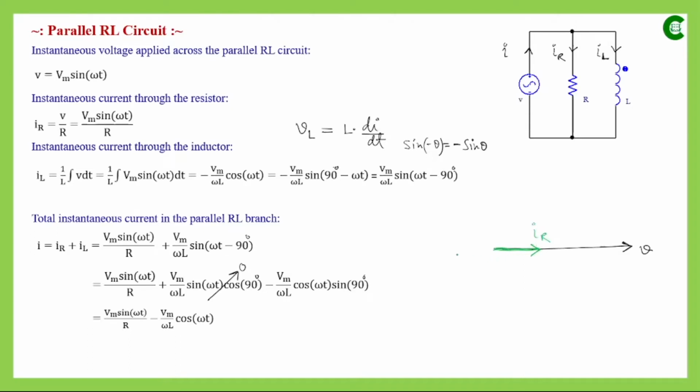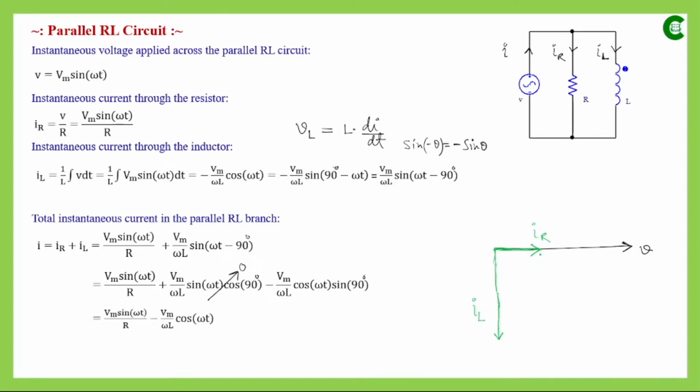Now we know that when we have a pure inductor, the current that flows through that inductor lags the applied voltage by 90 degree. That's why in this expression we have the minus 90 degree value. So if we draw the phasor of the current which flows through the inductor, considering it as a pure inductor, this phasor will be the phasor of IL, and this lags the applied voltage by 90 degree.